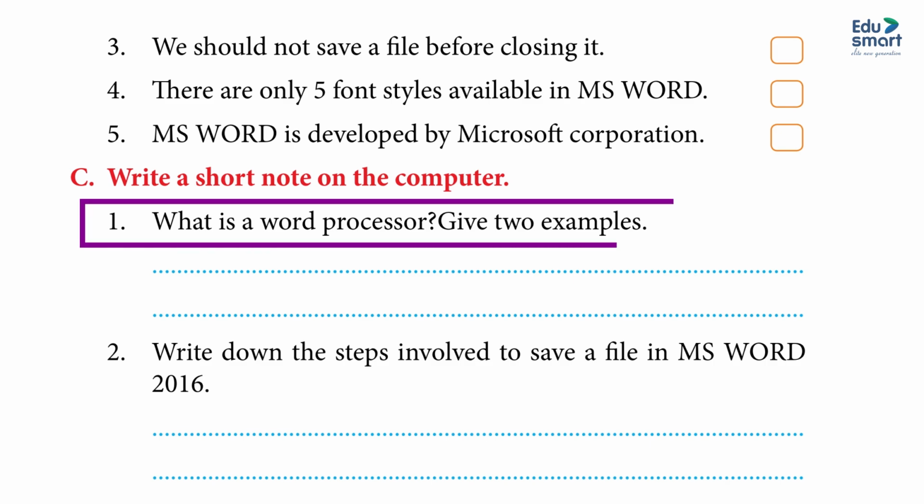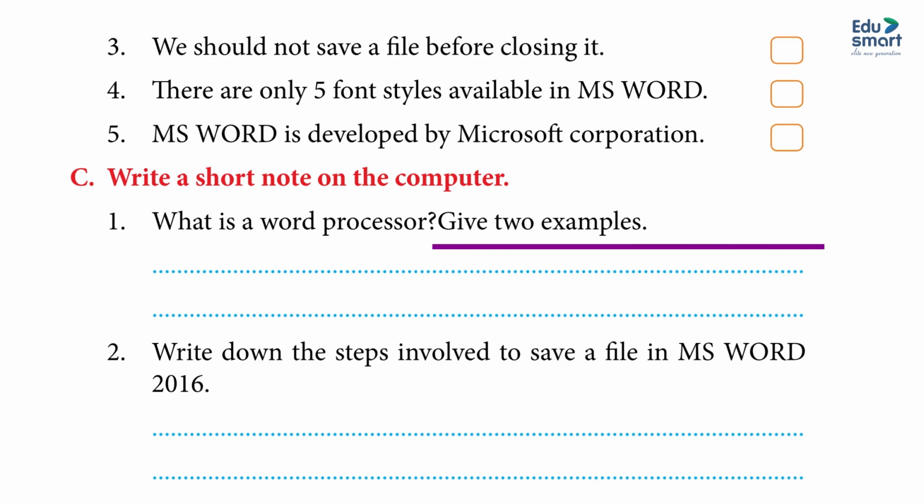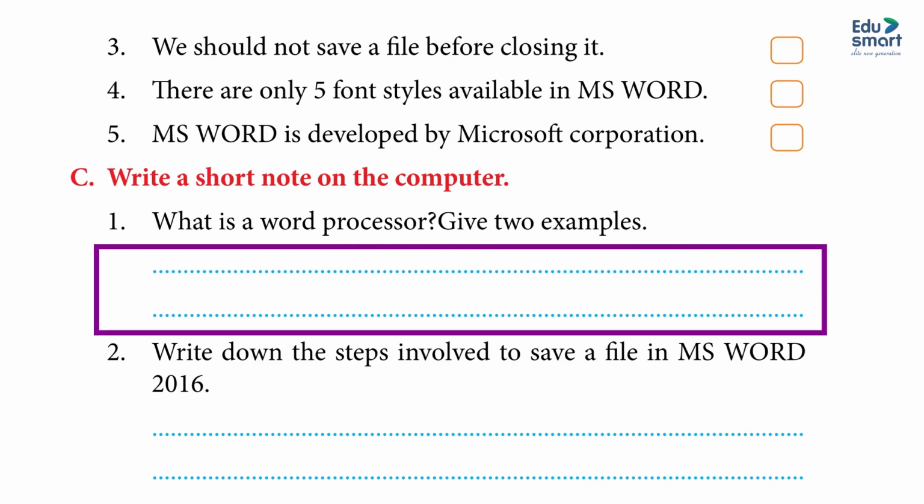C. Write a short note on the computer. 1. What is a word processor? Give 2 examples. Answer: A word processor is a software that processes words, paragraphs and pages and is used for typing, saving and printing text documents.